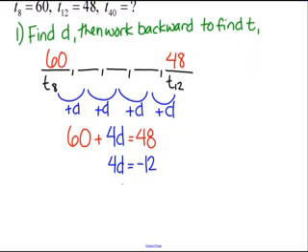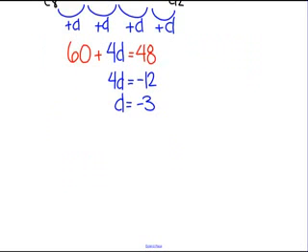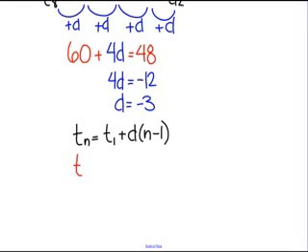So this is a pretty simple equation. We can solve it for d, subtract 60 from both sides. I get that 4d is equal to negative 12, which means d must be negative 3. Now that I have the common difference, I can use the formula that the nth term is equal to the first term plus the common difference times n minus 1 to solve for the first term.